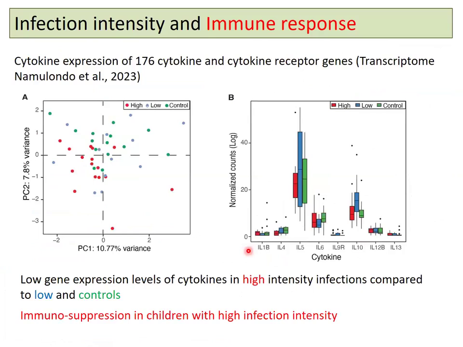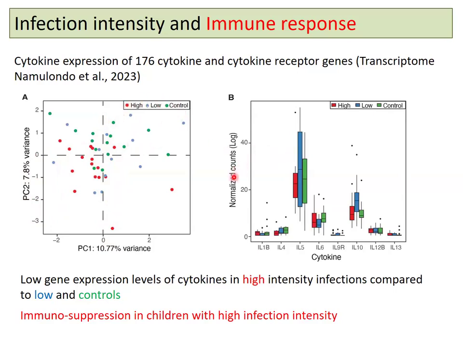Just to confirm that we have low cytokine levels in the high infection group compared with the low and control individuals, we looked at their expression data. This expression data was from Joyce's data, where she looked at the transcriptome. When we looked at a PCA plot of only the cytokine and cytokine receptor genes, about 176 of them, in red we have the high infection intensity, in blue the low, and the green are the control samples. Many of the samples here are below 0 on PC1 and PC2, which was indicative of low gene expression of these cytokines in individuals with high infection intensity, as compared to the green here, which is high.